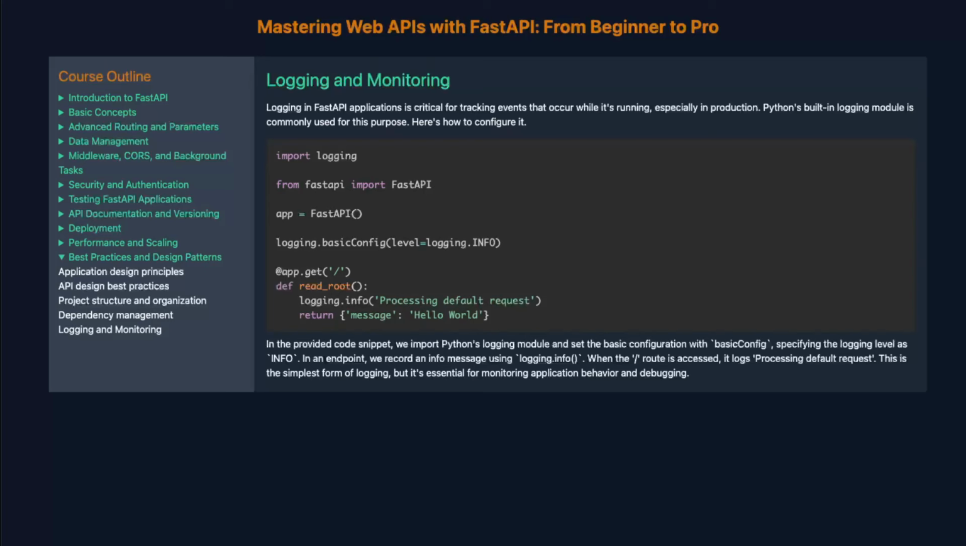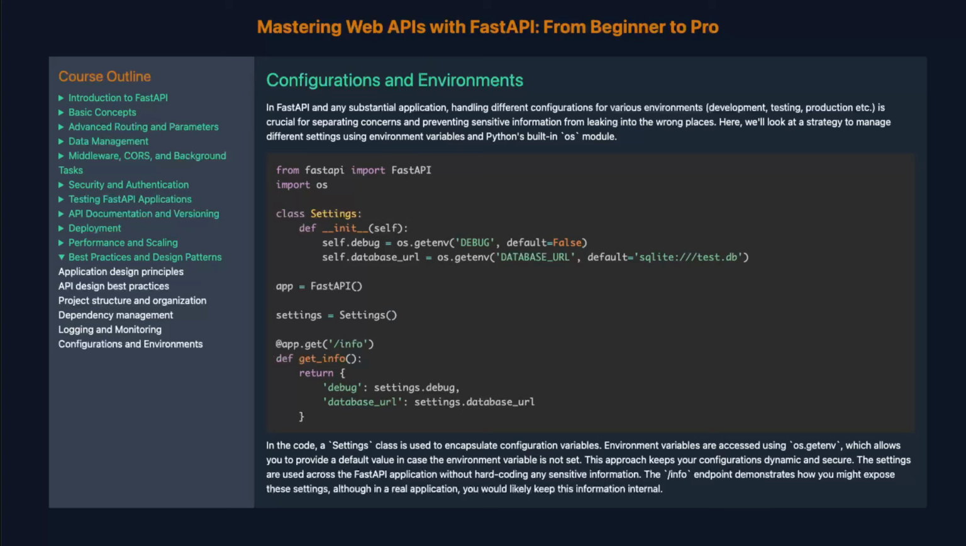Configurations and environments. In FastAPI and any substantial application, handling different configurations for various environments, development, testing, production, etc., is crucial for separating concerns and preventing sensitive information from leaking into the wrong places. Here, we'll look at a strategy to manage different settings using environment variables and Python's built-in OS module.